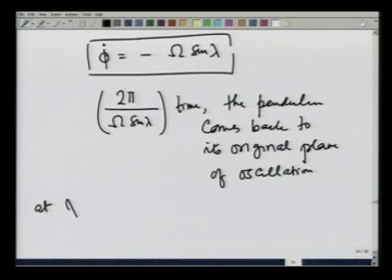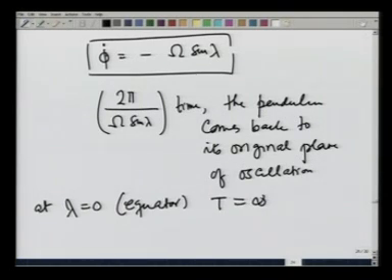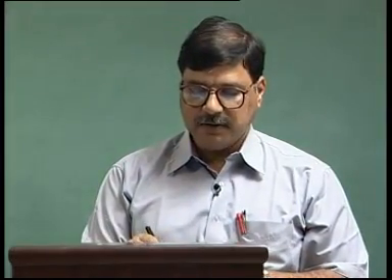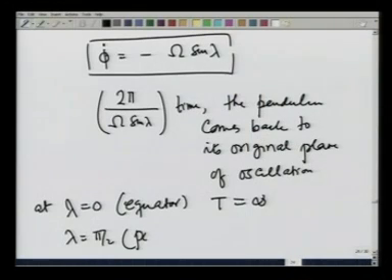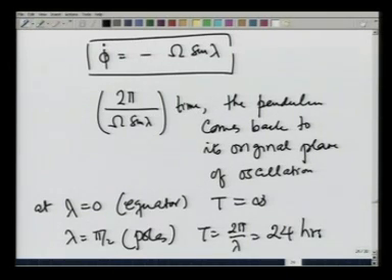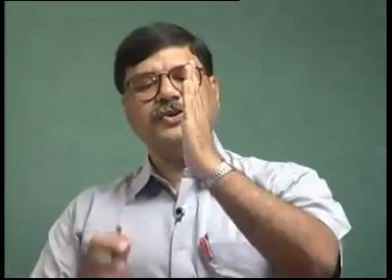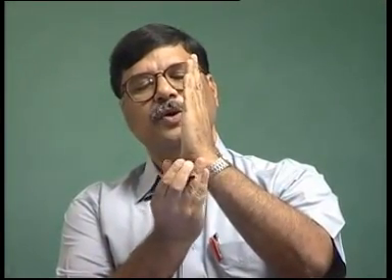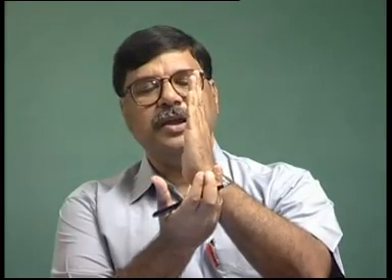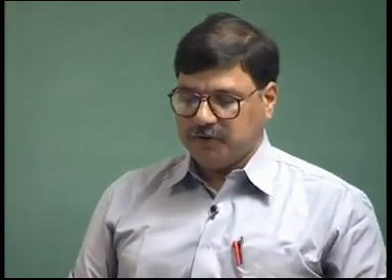At lambda equals 0, that is the equator, this time is infinity, and therefore, the plane never rotates. At lambda equals pi by 2, that is the poles, T equals 2 pi over omega, which is 24 hours. So, within 24 hours the plane comes back to its own. You can physically visualize this. If this is the plane of oscillation and the earth is rotating beneath it at the north pole, the earth comes back to its original position in 24 hours, and therefore, we see sitting on earth that the plane has come back to its original position in 24 hours.